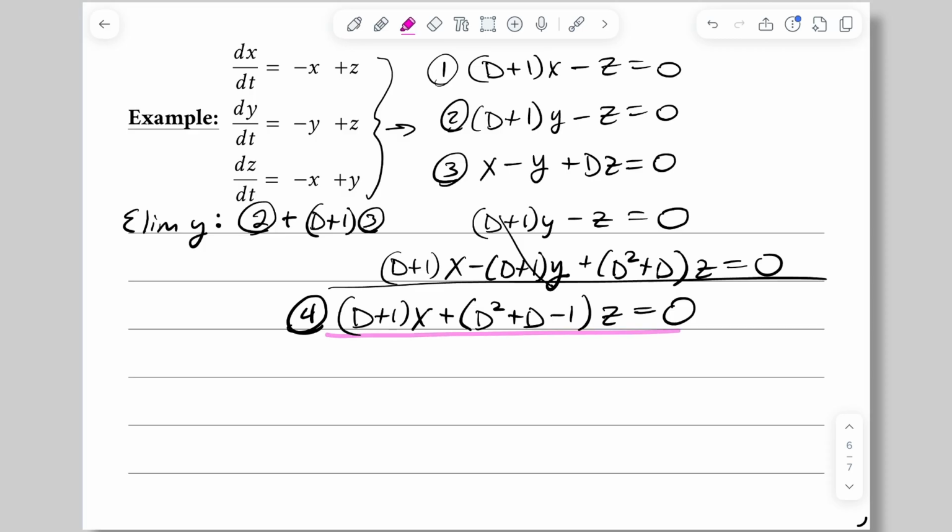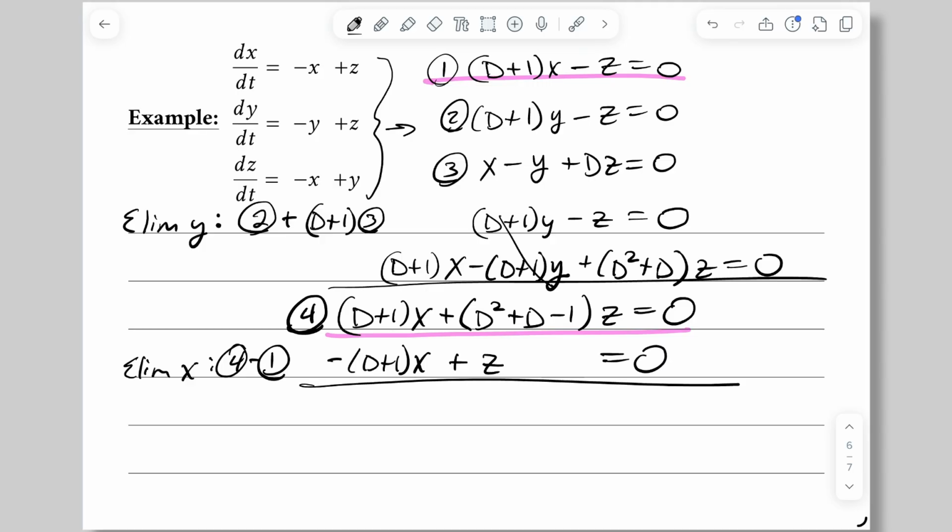If we compare equation 4 with equation 1, we see that we're going to be able to eliminate x by subtracting equation 1 from equation 4. Or rather, why don't we say equation 4 minus equation 1, since we already have equation 4 sitting right here. Equation 1, negative (D plus 1)x plus z equals 0. And we see that the x's drop out. We can also see that negative z plus z is going to drop out, and we're left with (D squared plus D) z is equal to 0.